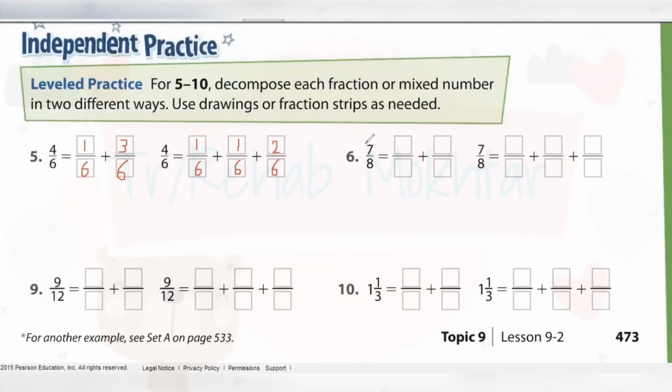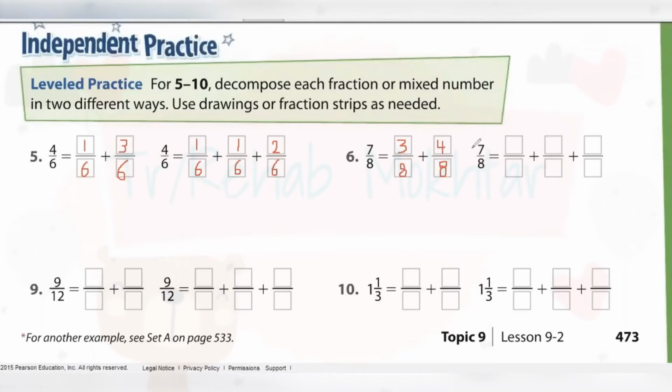Number 6, we have 7 out of 8. I will keep 8 as it is, as we talked before, and start to decompose or break 7. Maybe 3 and 4. Teacher, can I solve it as 2 and 5? Yes. 1 and 6? Yes. After that, we have another way.